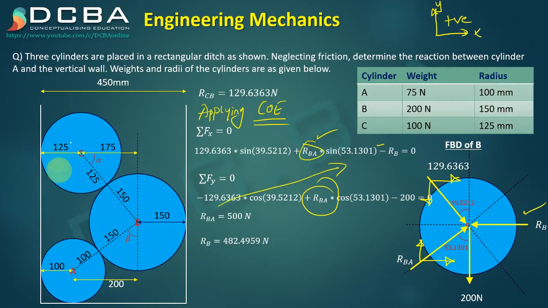Now see, in this numerical, the only thing that is asked is this RA. This is what is asked, nothing else is asked. Now if you see, if I draw all the forces on this entire system, we have RC, we have RB, we have RA, we have this vertical force which would be there from the bottom point. Let us call it RAV.